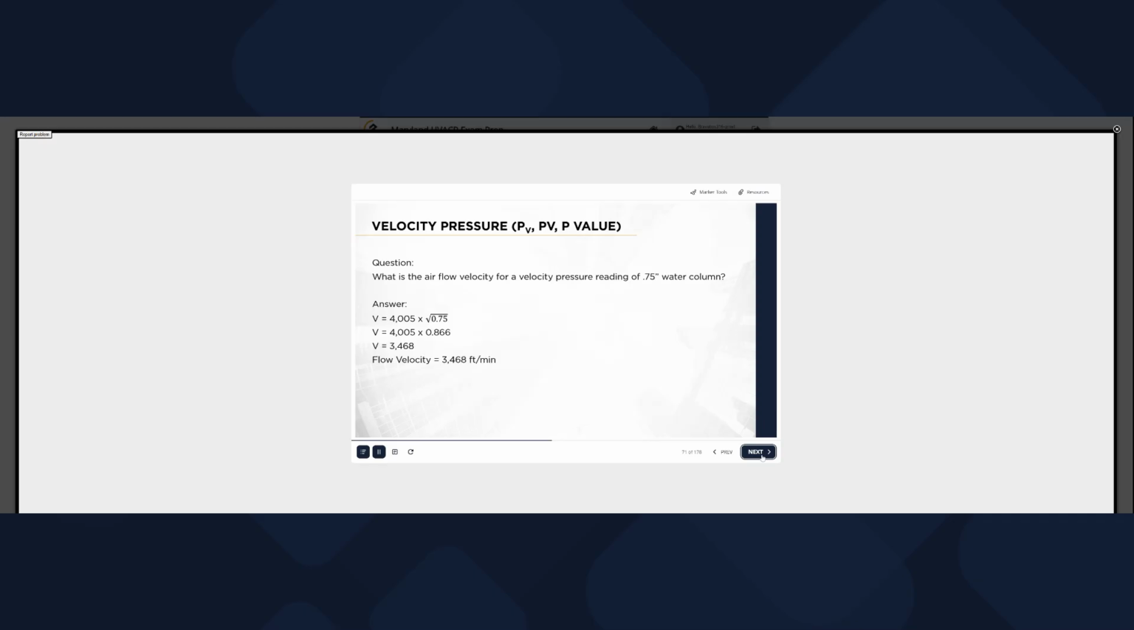Let's practice. What is the airflow velocity for a velocity pressure reading of 0.75 inches water column? Use the formula to find the answer. Flow velocity equals 4005 times the square root of the velocity pressure. Therefore, 4005 times the square root of 0.75. The square root of 0.75 is 0.866. 4005 times 0.866 equals 3,468. The flow velocity is 3,468 feet per minute.